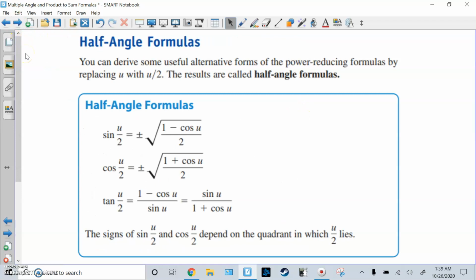Or we have half angle formulas. We can get that from the power reducing formulas, just change all the angles u to u over 2, and the sign depends on which quadrant we're in.